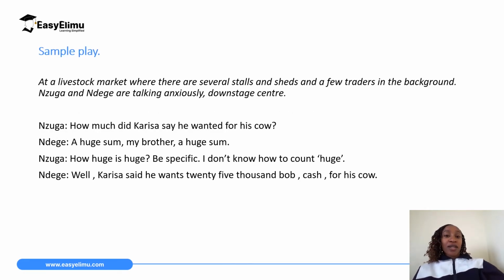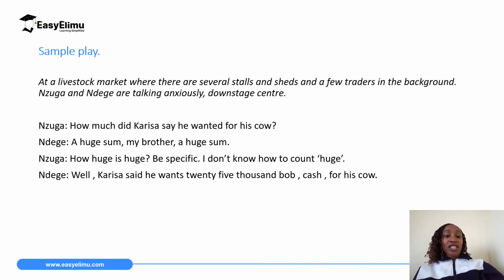So let us have a look at a sample extract of a play. These are just a few lines just to clearly understand. At a livestock market where there are several stalls and sheds and a few traders in the background, Nzuga and Ndege are talking anxiously down stage center. What I have just read is what is called stage directions. This is where the playwright gives some background information to the reader.